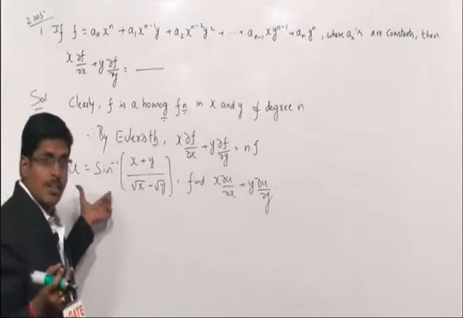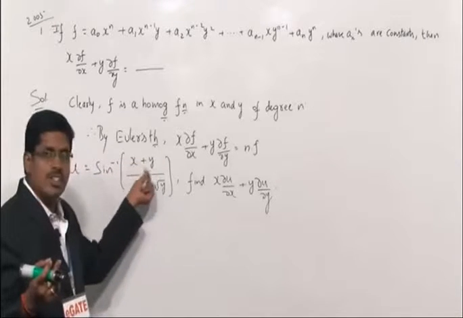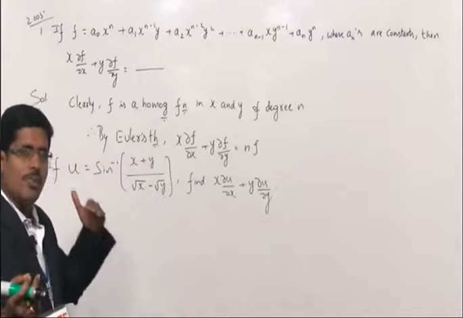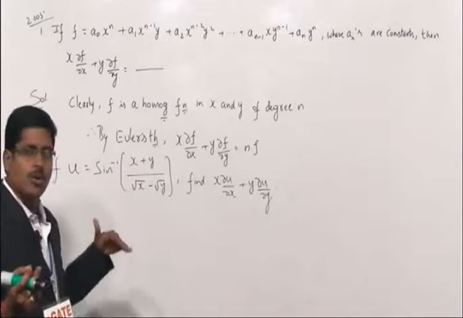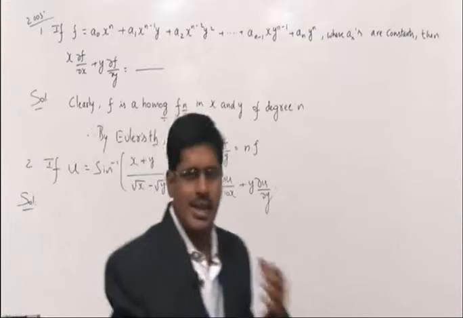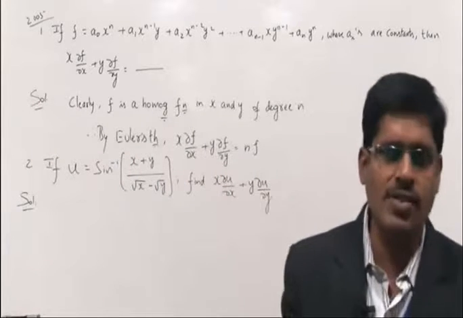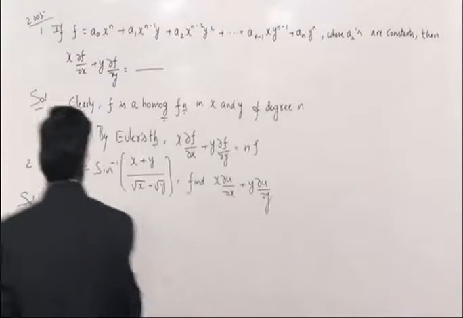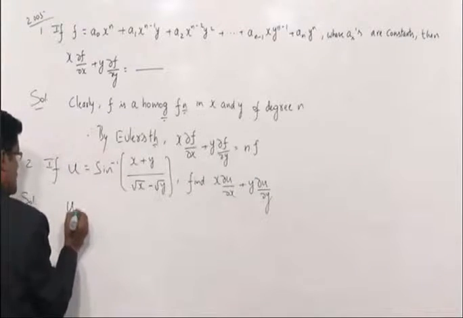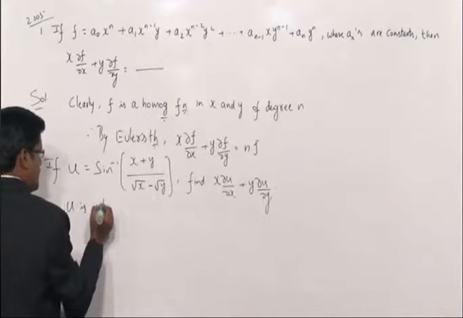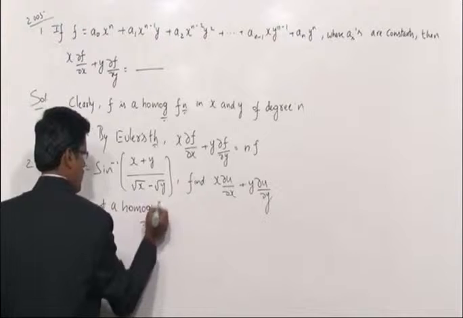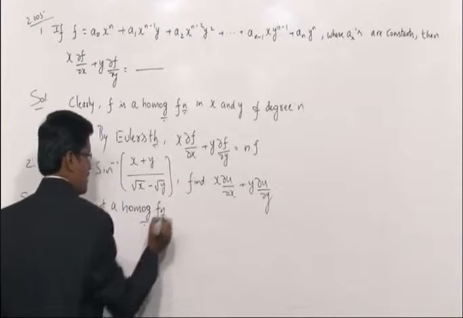Or you just apply the procedure: x is equal to kx, y is equal to ky, substitute kx, ky, and finally express this as k raised to some number into the given function. Then only it is a homogeneous function, otherwise it is not. So here u is not a homogeneous function.